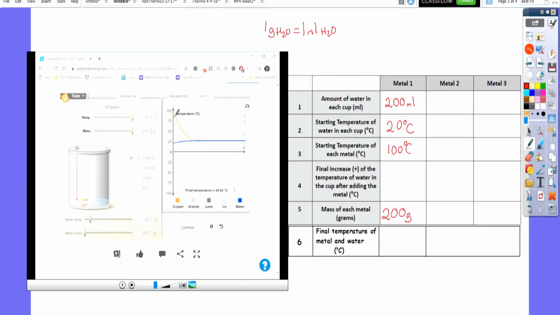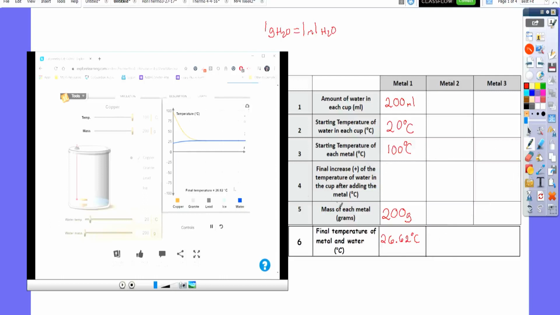So once my hot piece of copper was placed into the water, its temperature quickly went down, and the temperature of the water very slightly went up, until they got to that same temperature, that equilibrium they're talking about. So the final temperature of both would be 26.62 degrees Celsius.